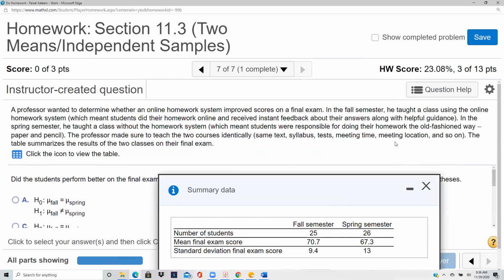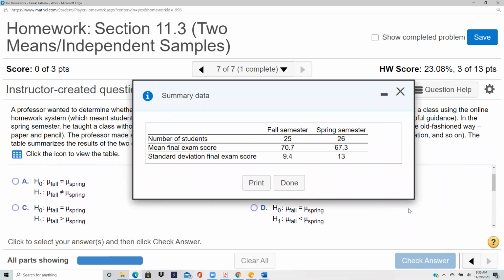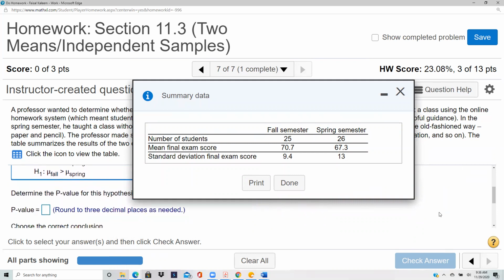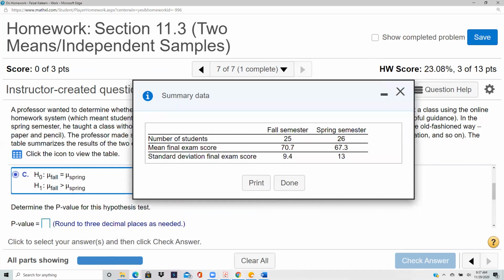Okay, let's make sure. In the fall, he taught with the online system. So we want to see whether fall is greater than the spring. So fall greater than spring is this one. And then you do the StatCrunch.